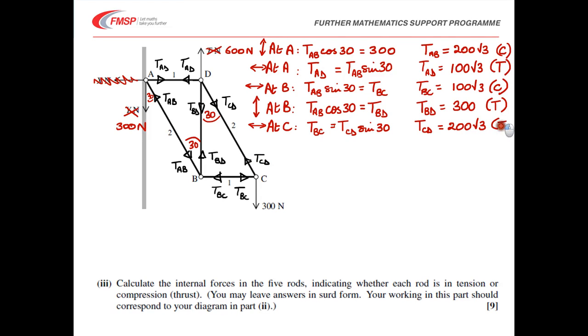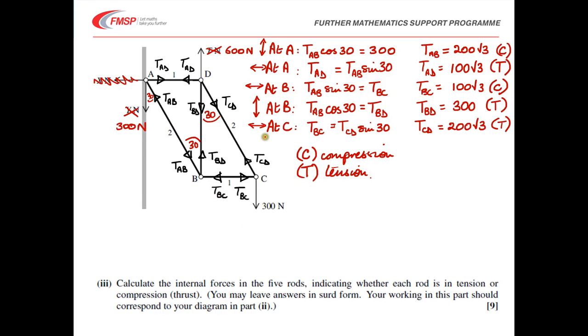and TCD we know again is a tension. So we'll give a little T in brackets there, and I'm just going to make sure that that's clear. C means compression, and T in brackets means tension, just so it's quite clear.